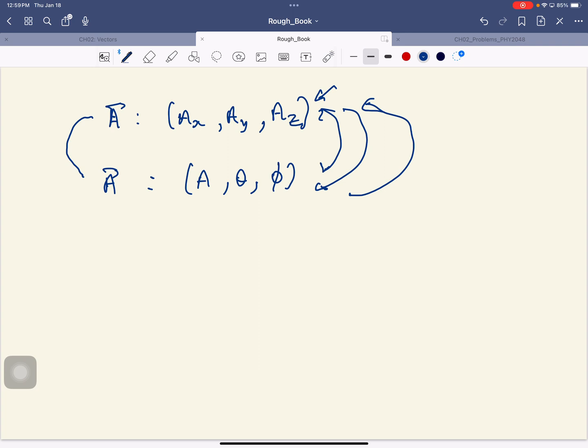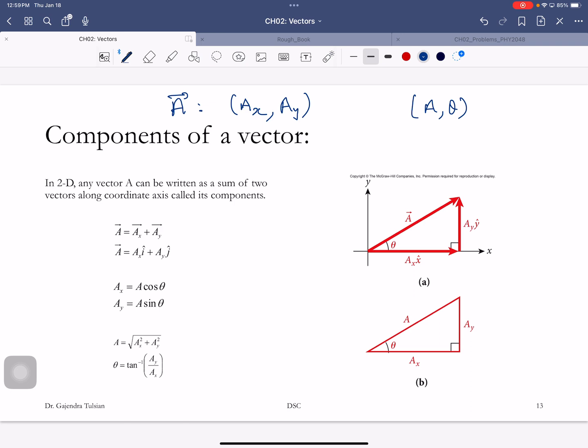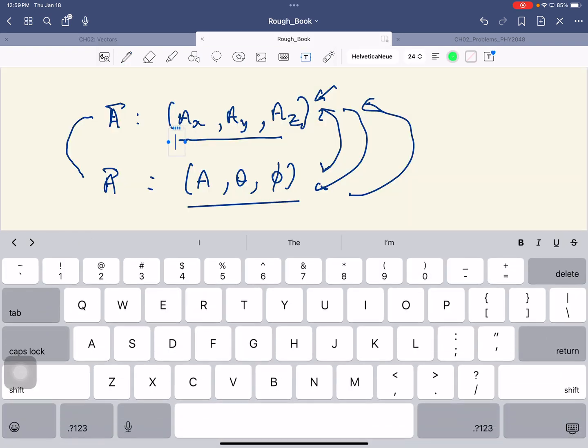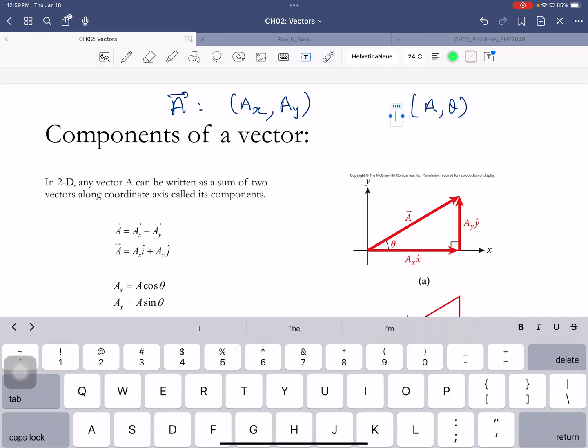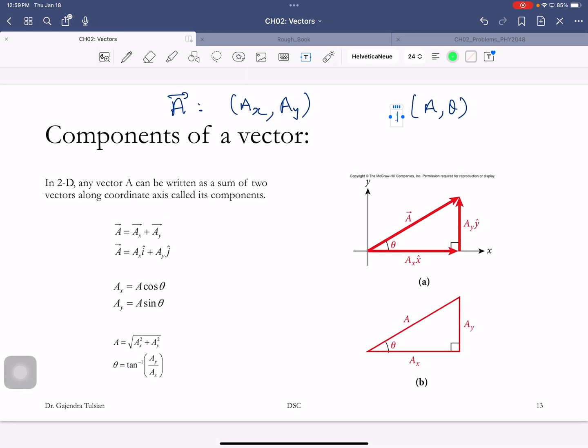So before we do that, does this set of numbers have more information, or does this set of numbers have more information? They should have the same, right? Logically. All right, so we won't do 3 dimensions yet. We'll show you the relationship between these 2 guys in 2 dimensions.